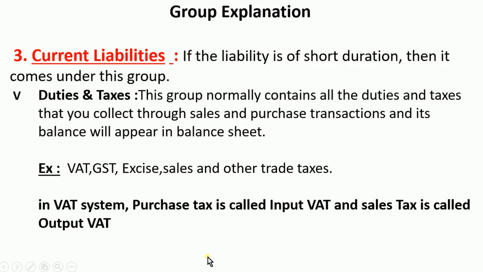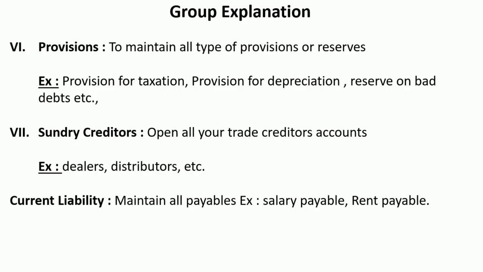Next one is provisions. Next subgroup of current liability, that is second subgroup, that is sixth one. To maintain all type of provisions or reserves. Maybe for example, provision for taxation, provision for depreciation, reserve on bad debts. You can take it as a provision. Maybe for example, if you are reserving some amount for the bad debts, that you can take it as provisions.